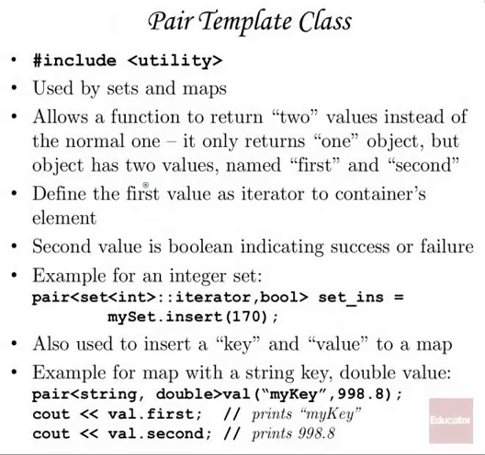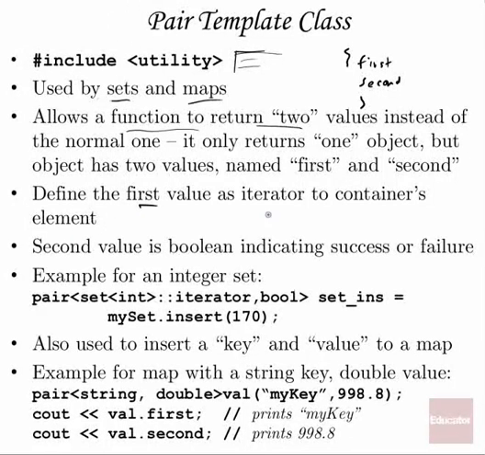Okay, we're going to talk real quickly about a pair. You include the utility library, and basically it's just a template structure where you've got first of whatever type you give it, and second of whatever type you give it. It is used in sets, it's used in maps. We'll talk about those when we get to them. But what this does is allow a function to return 2 values instead of 1. Basically, it's returning one object, and that one object has 2 data members in it.